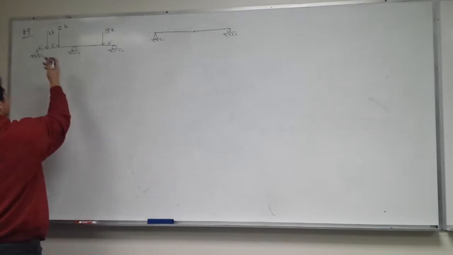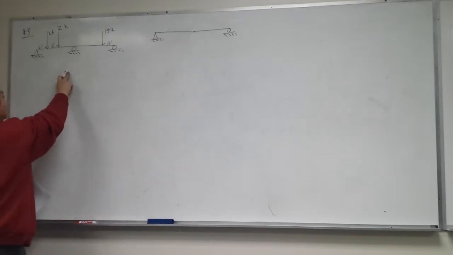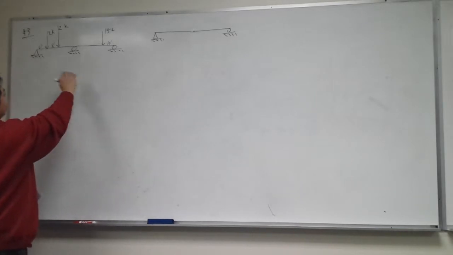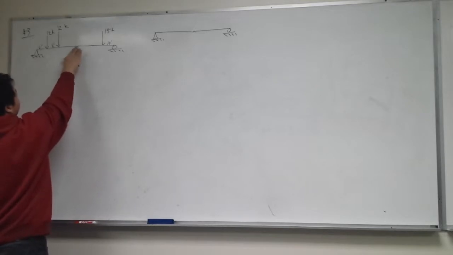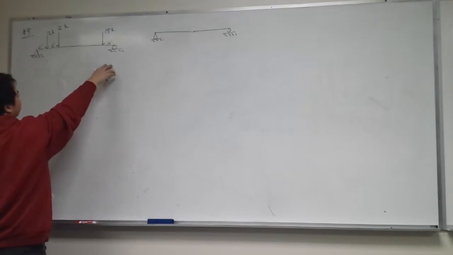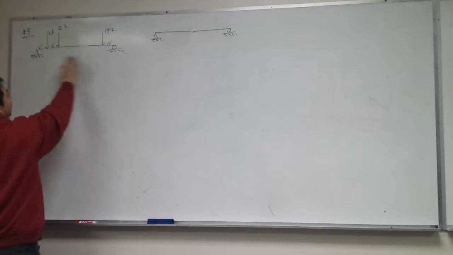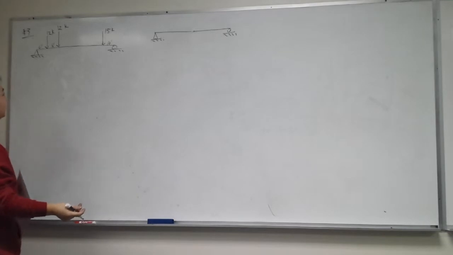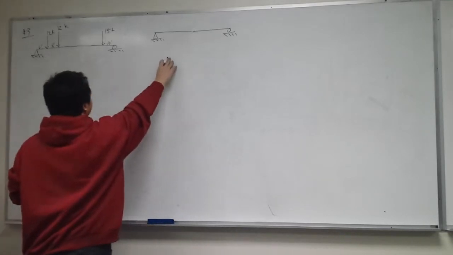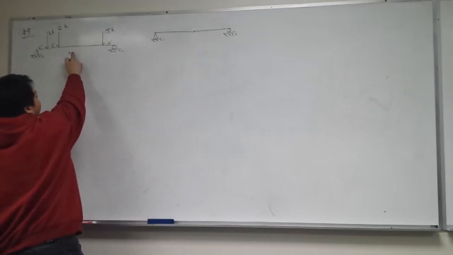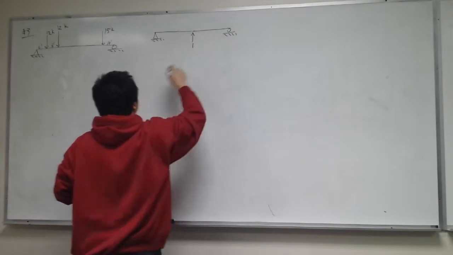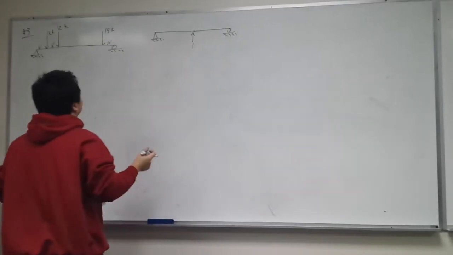You have to, because it's first degree indeterminate, remove one reaction. So I choose the middle one. After you remove it, make sure you check if the beam is stable or not. You have a pin, you have a roller, so simple supported beam, so it's good. For the unit load, since we removed the y-axis, so you have to put a 1 here, because you remove it, you have to put it back here.